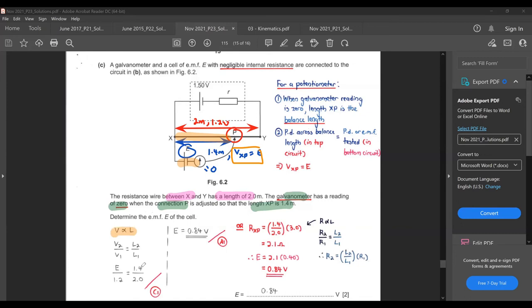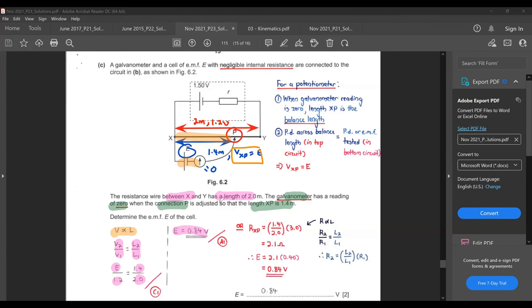I know that V is proportional to L for a potentiometer. There's a derivation for it, but I'll skip that one because it's not required. You just need to know that V is proportional to L. So V2 to V1 is the same as L2 to L1. Right now, for the second case, I'm having the balance length. So V2 is my EMF E, the balance length is 1.4. The original case was that I have a PD of 1.2 for a length of 2 meter. So you solve for this, you're going to get E equals 0.84 volts, just like this.